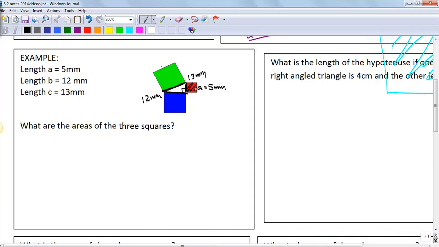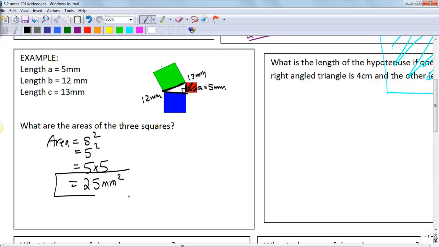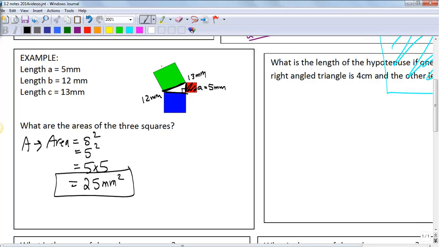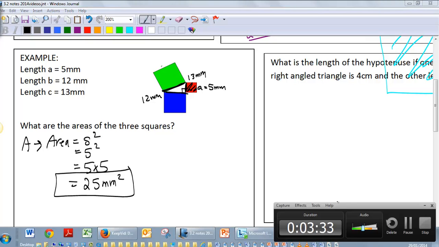So if we were trying to find the area of A, you know the area of a square, right, is side squared. In this case, 5 squared, or 5 times 5, or 25 millimeters, don't forget your units, squared. Right, so that's the area of A. Okay, so pause the video, and why don't you do the area for B and C.